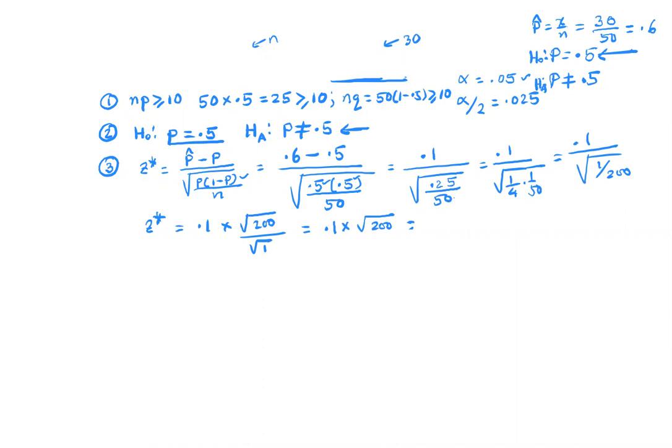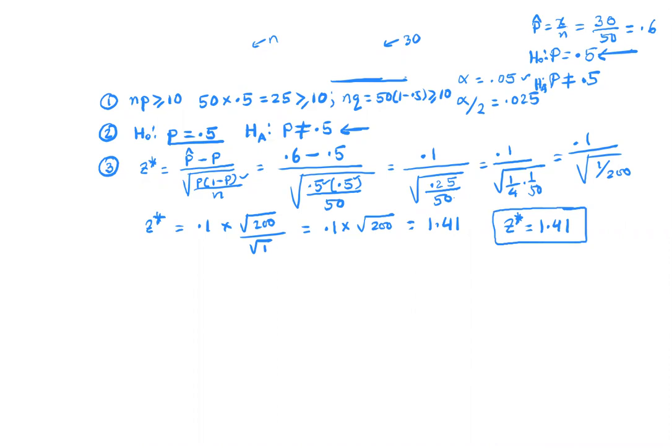200 times 0.1, it gives me 1.41. Okay. So my z star or test statistic is 1.41. My z star or test statistic is 1.41.